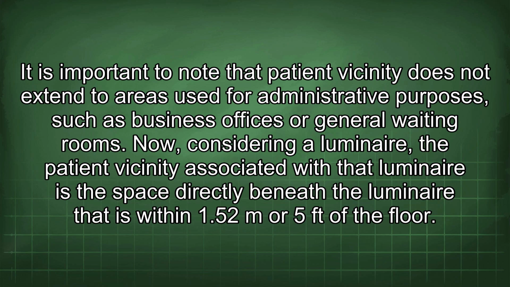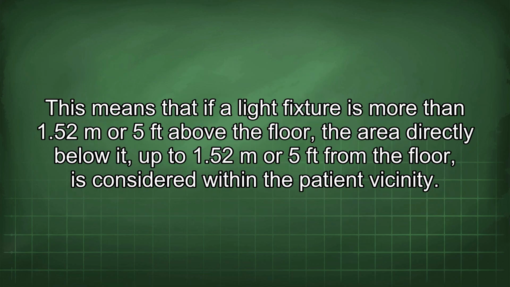Now, considering a luminaire, the patient vicinity associated with that luminaire is the space directly beneath the luminaire that is within 1.52 m or 5 ft of the floor. This means that if a light fixture is more than 1.52 m or 5 ft above the floor, the area directly below it, up to 1.52 m or 5 ft from the floor, is considered within the patient vicinity.